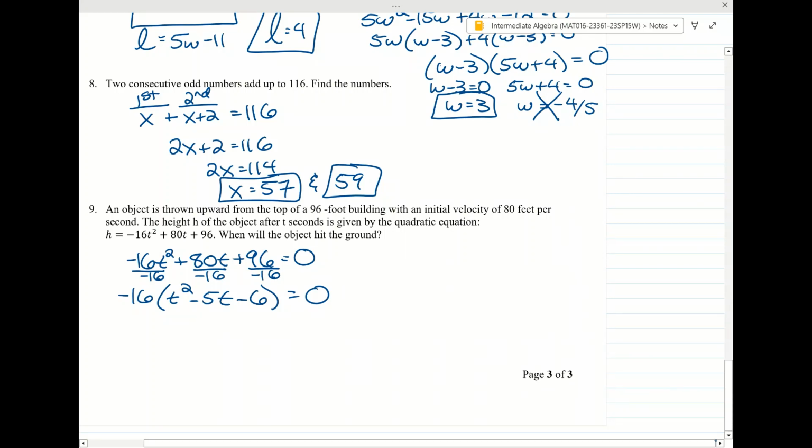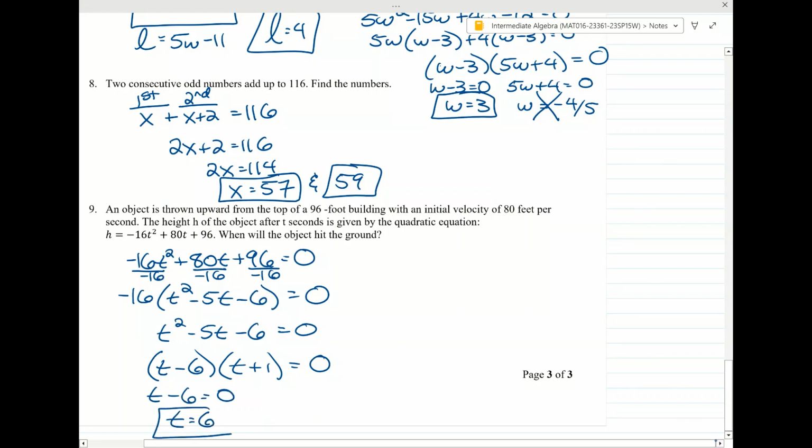And then the way that we solve this kind of equation is we set the factors equal to 0. If you factor this, t minus 6 and t plus 1, like I said, usually you get one answer that doesn't make sense. So if t minus 6 is 0, that means after 6 seconds the object's on the ground, which sounds like that's possible. This one, t plus 1 is 0. Having negative seconds doesn't make any sense. So the only answer for this would be 6.